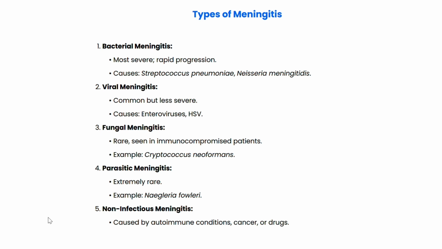Parasitic meningitis, very rare but fatal in most cases. One example is meningitis caused by Naegleria fowleri, commonly known as the brain-eating amoeba. Non-infectious meningitis includes meningitis caused by autoimmune diseases, cancer, or adverse drug reactions. It's not contagious but requires treatment of the underlying cause.